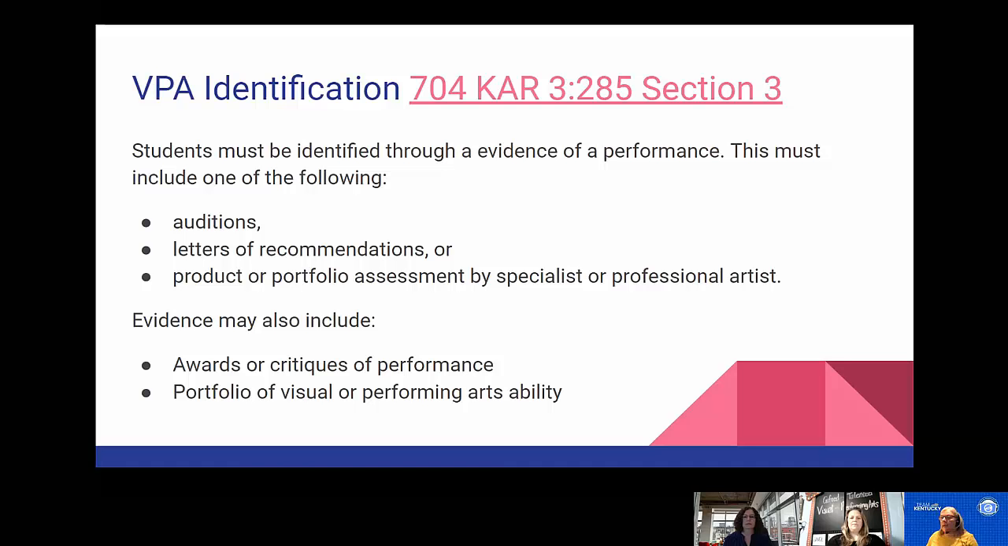Evidence can also include awards or critiques of performance, or a portfolio of their visual and performing arts ability. For example, if you had somebody in the visual arts, you might want to have a student put into their portfolio pieces that they feel are their very best works of art. It could include different genres. It could have landscapes, or it could be portraits, or it can be a still life. It could be different types of things.